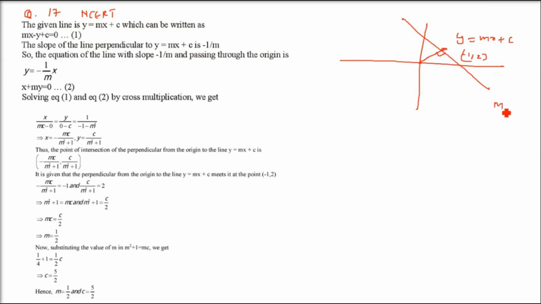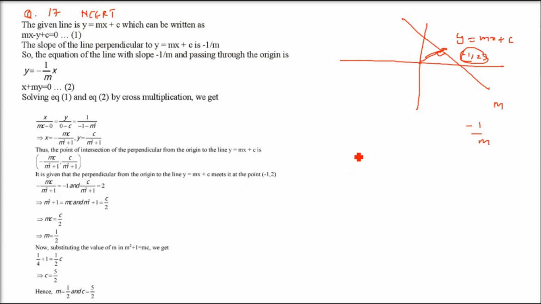So y equals mx plus c. The slope is m. What is the slope of this perpendicular line? Minus 1 by m. And it is passing through (-1, 2) also. So for a line passing through (-1, 2) with slope minus 1 by m, let us use cross multiplication to solve it, or you can take any other method you want.